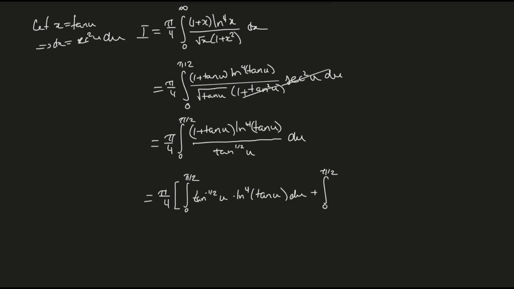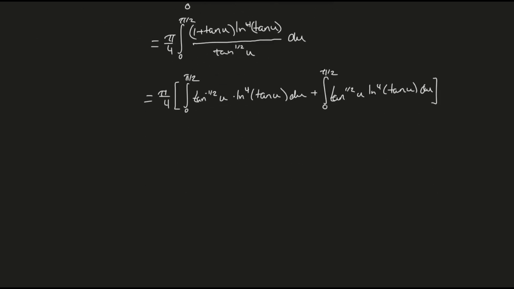which is tangent u over square root tangent u rather, which is the same thing as earlier when we had x over root x. It's just equal to root x. So we have tangent to the 1/2 u as a natural log to the 4th power tangent u du. And I know this looks even more complicated, but using the beta function, this is going to look much more doable.